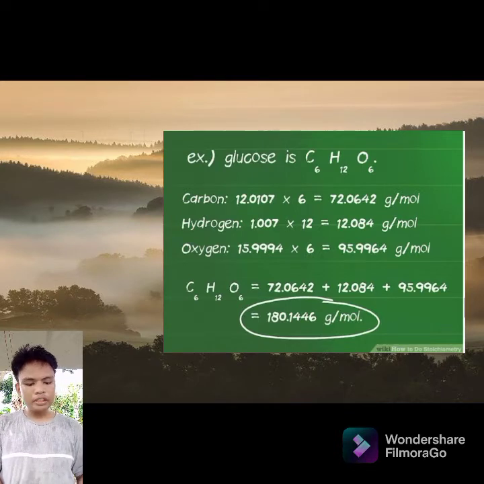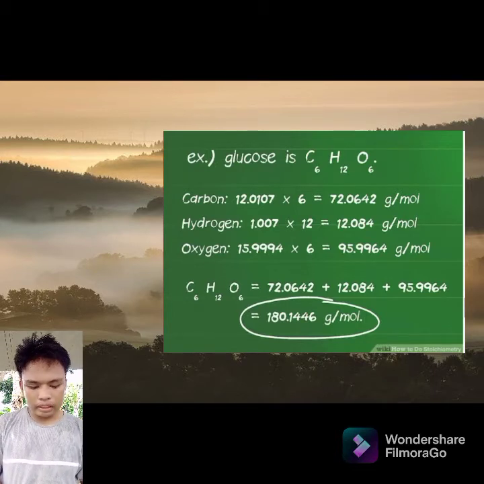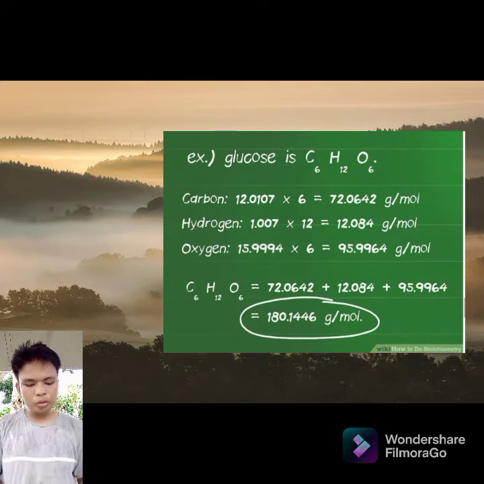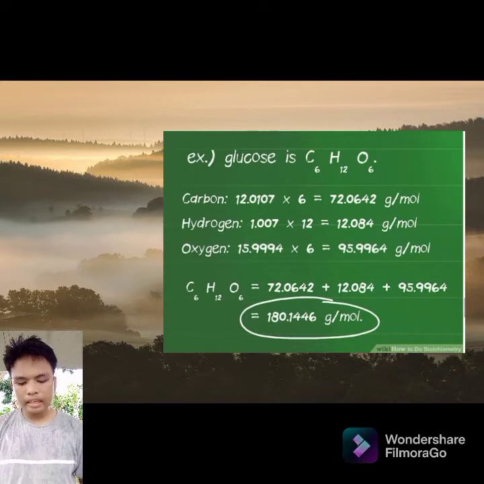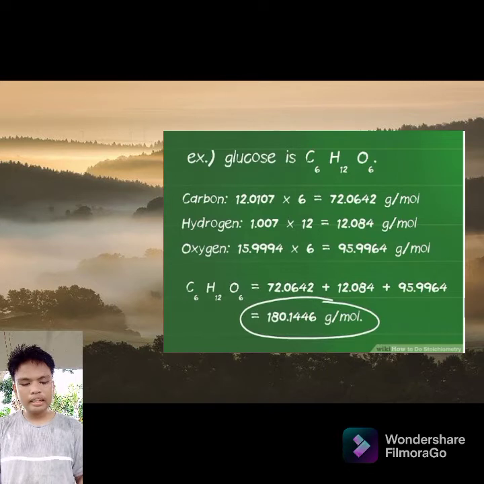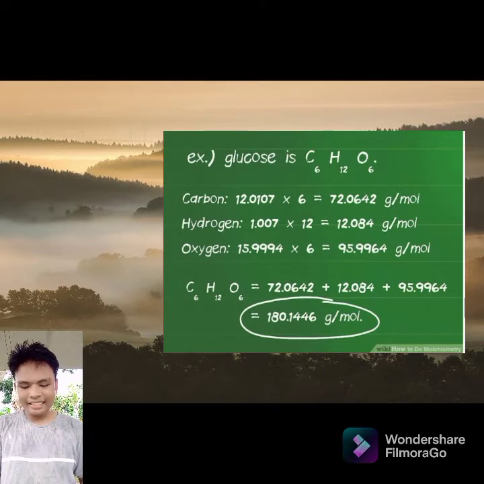Carbon: 12.0107 times 6 equals 72.0642 grams per mole. Hydrogen: 1.007 times 12 equals 12.084 grams per mole. And oxygen: 15.9994 times 6 equals 95.9964 grams per mole. Adding the products together yields the molar mass of the compound.